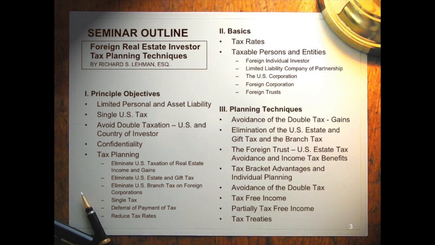Now, the basics are tax rates, what did Trump do with them? And then we're going to look at the different entities quickly that can be used in tax planning, entities that the foreign investor will typically choose one of these. We're going to describe the advantages of each of them and their disadvantages. Finally, we're going to look at planning techniques, and this is what we're looking at.